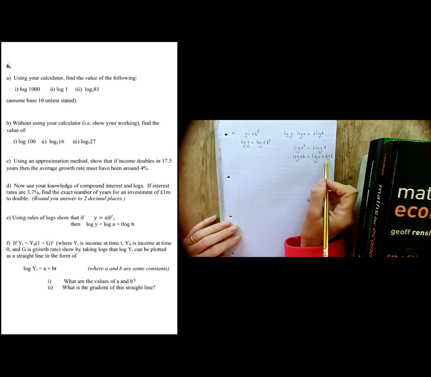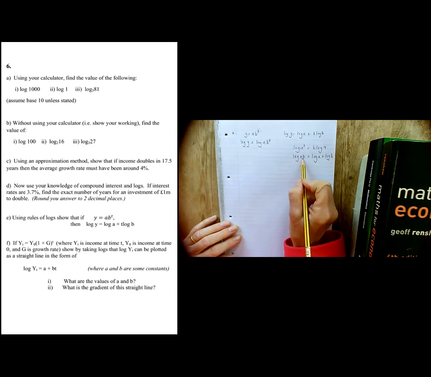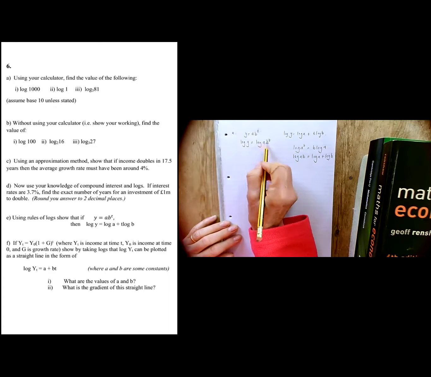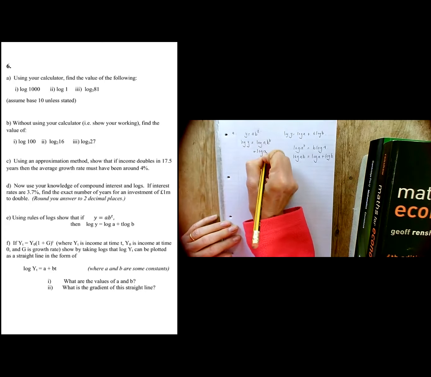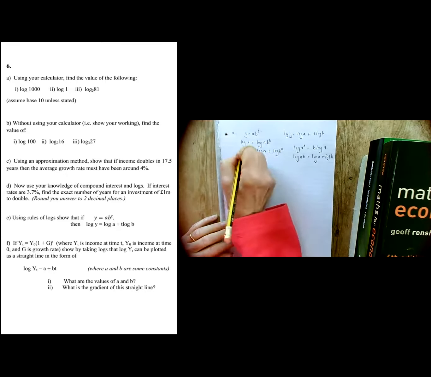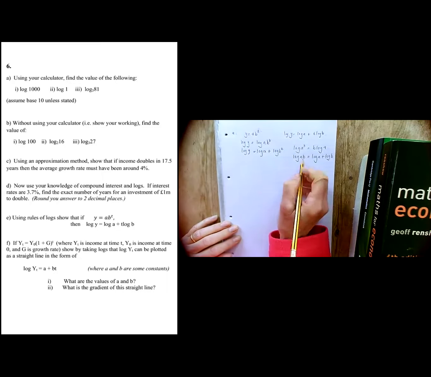So the log of A plus the log of B is equal to the log of A times B, which means I can break these two apart. So I can now say it's log A plus log B to the power of T. So I've used that rule.